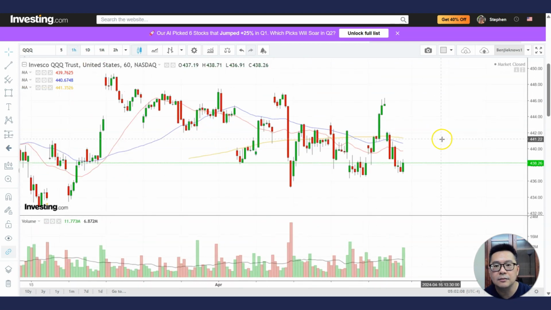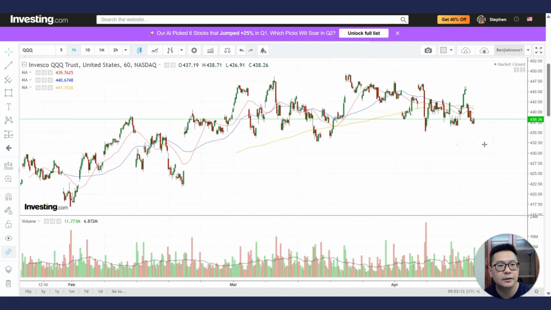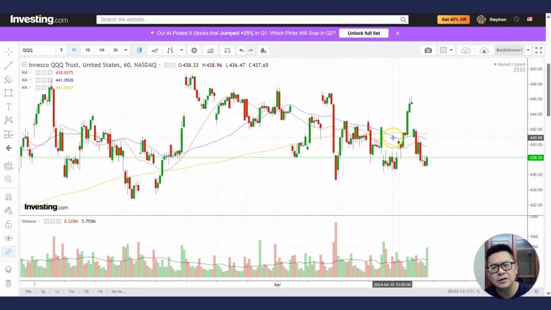You can see that things are very choppy with the QQQs going up and down at the 200 MA, but generally it's still in a bearish cross mode where the 20 MA crossed below the 50 MA and the MAs are not very good. The 20 MA is below the 50 MA, the 50 MA is below the 200 MA, something that I do not like to see. It is bearish.